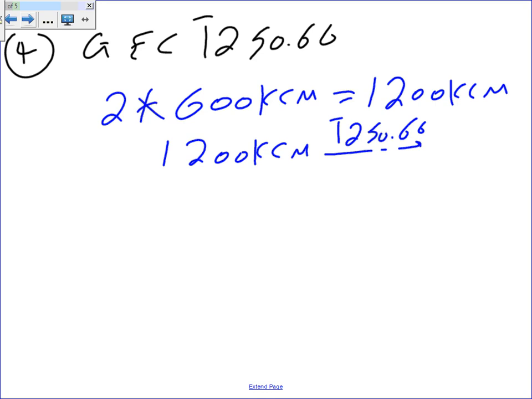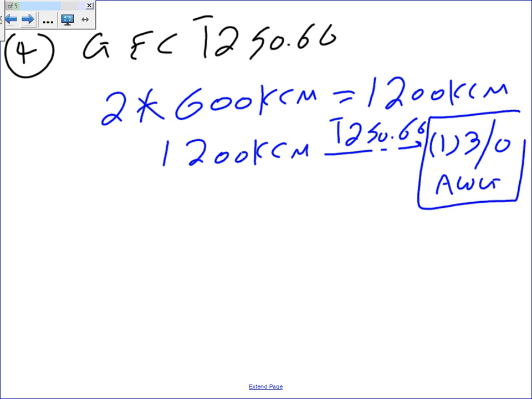250.66. Anything higher than over 1100, you get 3-0 anyway. There's no way you can go lower. Anything higher than 1100 kcmil, you're stuck with one conductor, 3-0 AWG, copper, bare or insulated. Any questions about that? Chris, did you come up with the same answer? I got it. No? Okay.